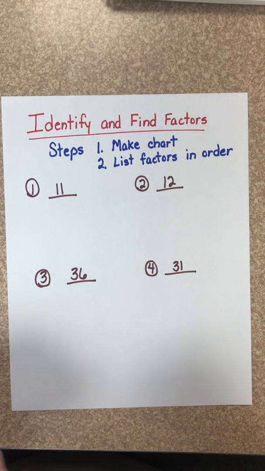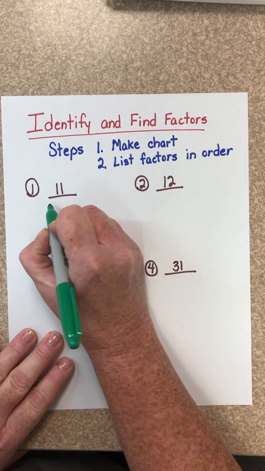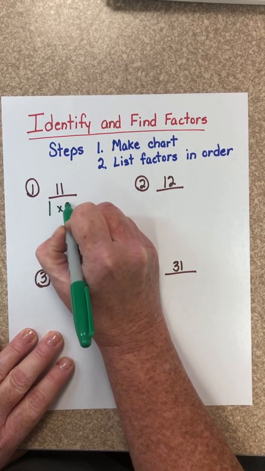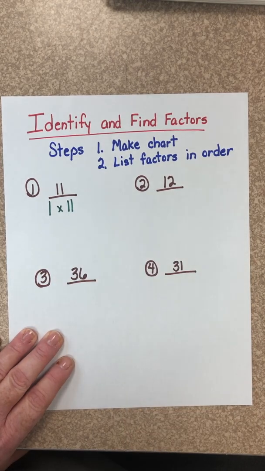So notice number 11, I have it on top, and all I'm going to do right now is just make a chart, and what I'm looking for are my factor pairs, meaning what times what gives me 11. Well, that would be 1 times 11 is 11. Are there any other factor pairs that I can use that would get me 11? Well, the answer is no.